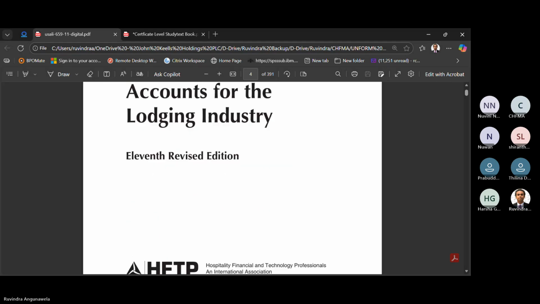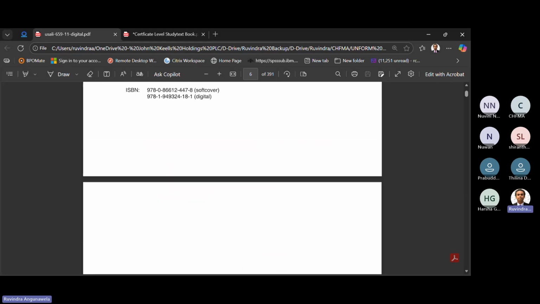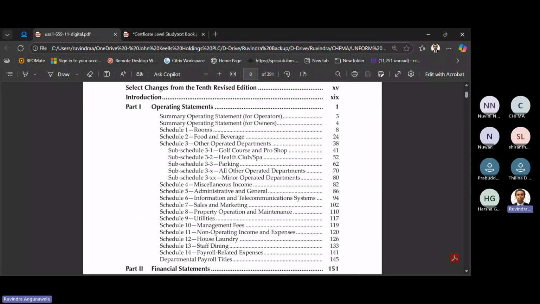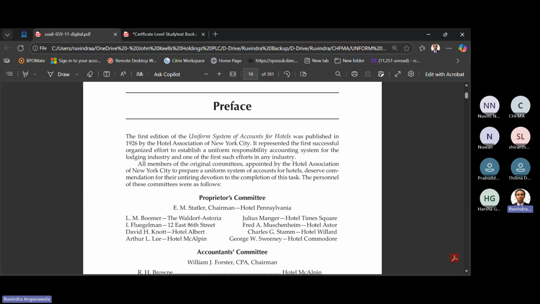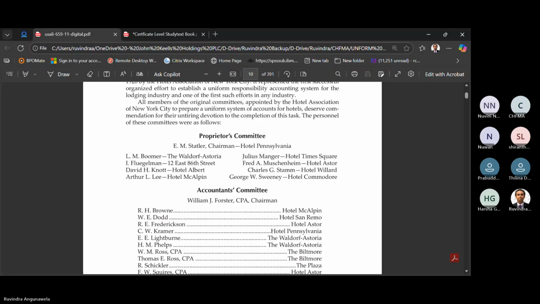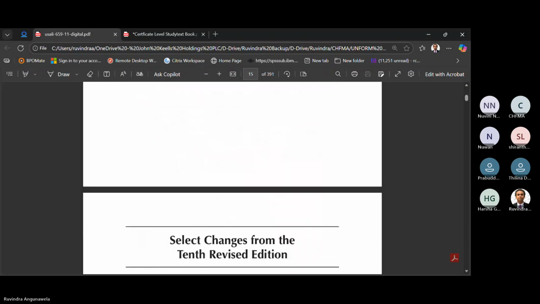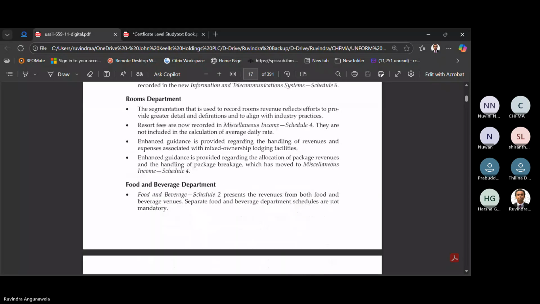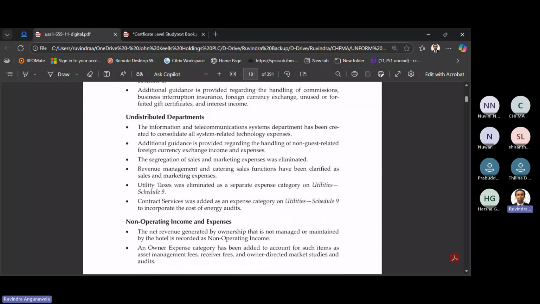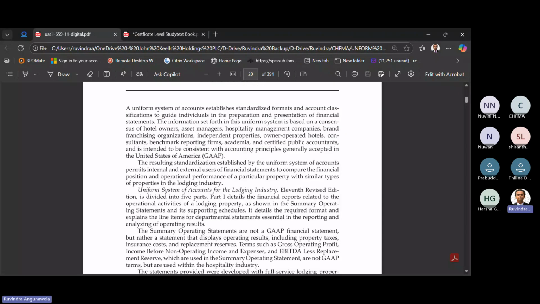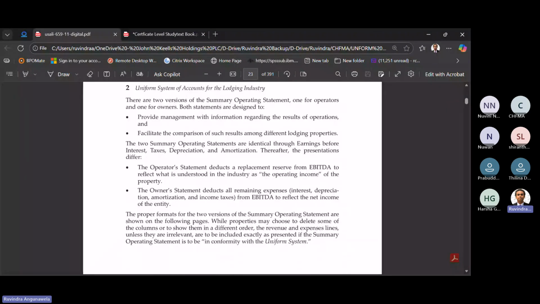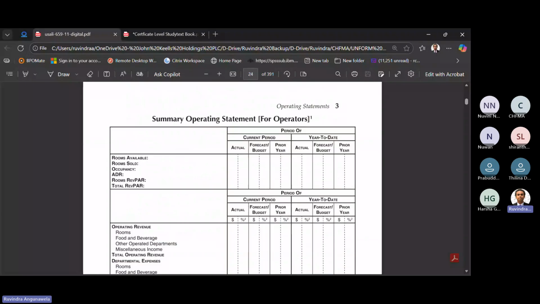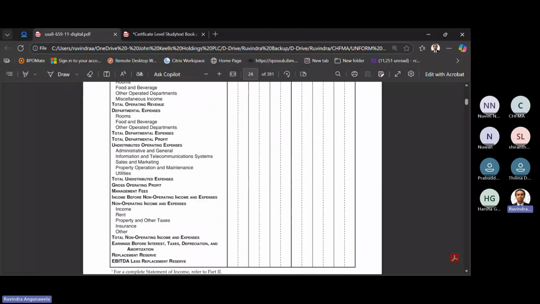And now what I'm going to show you is the same profit or loss statement based on the new USALI, okay? And that is what we're going to follow for the rest of our studies. So if you read this USALI document, all the explanations are given in detail. So if you are really interested, you can read these statements, okay?